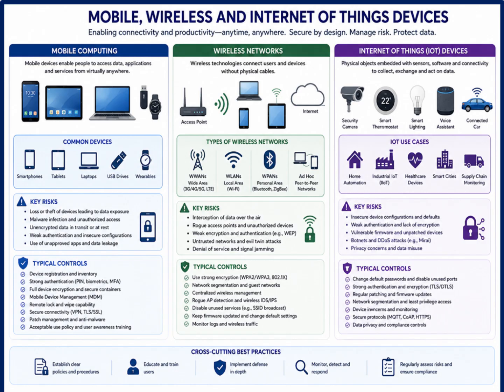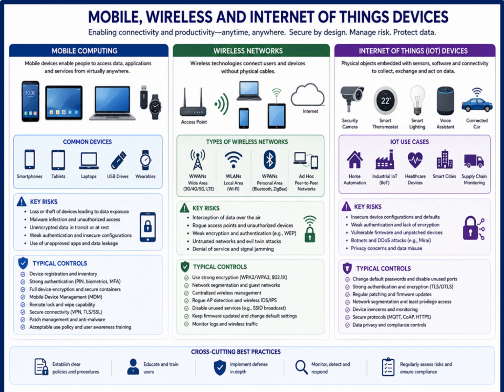The second section focuses on wireless networks. Wireless technologies allow devices to connect without physical cables using technologies such as Wi-Fi, Bluetooth, Zigbee, and cellular networks like 3G, 4G, and 5G. Wireless networking increases flexibility and accessibility, but because data travels through the air, it becomes more exposed to interception and unauthorized access.